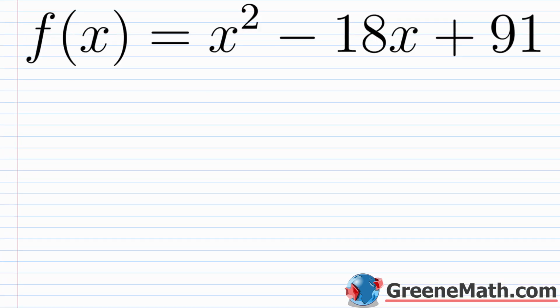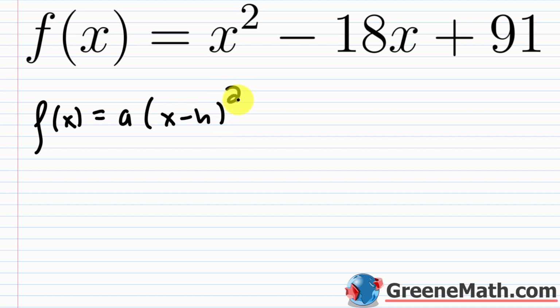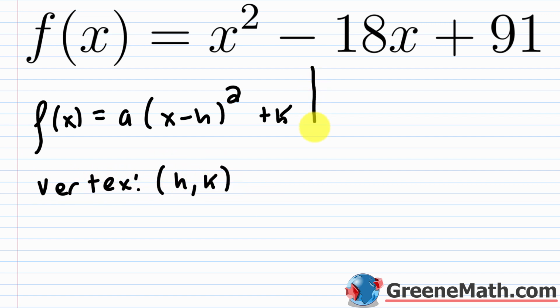All right, for problem 2, we have f of x equals x squared minus 18x plus 91. So once again, we're trying to find our f of x is equal to a times the quantity x minus h squared, and then plus k. So this is the vertex form, and you also want to find the vertex. So the vertex is going to occur at h comma k.